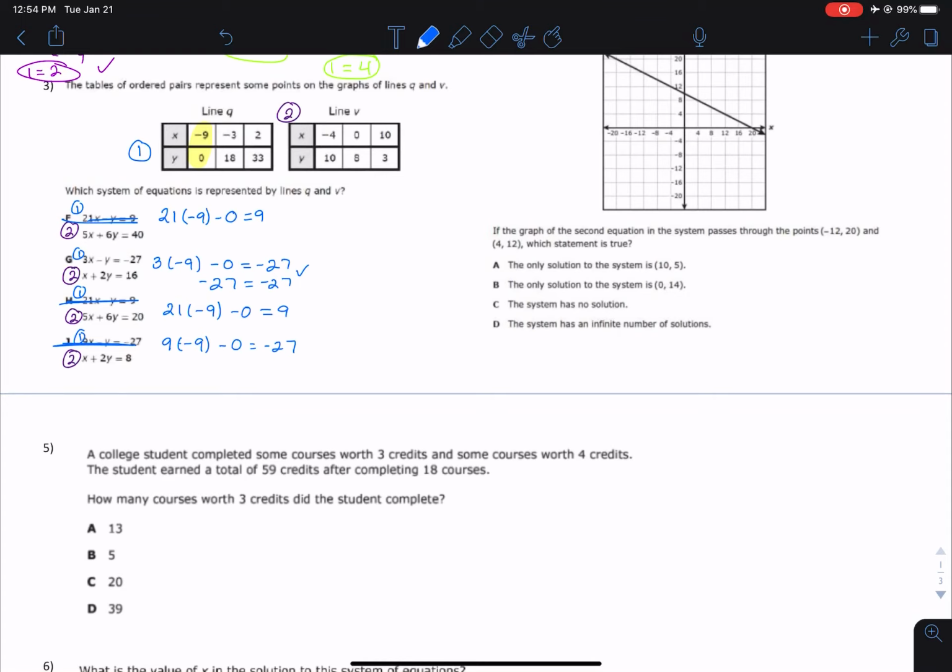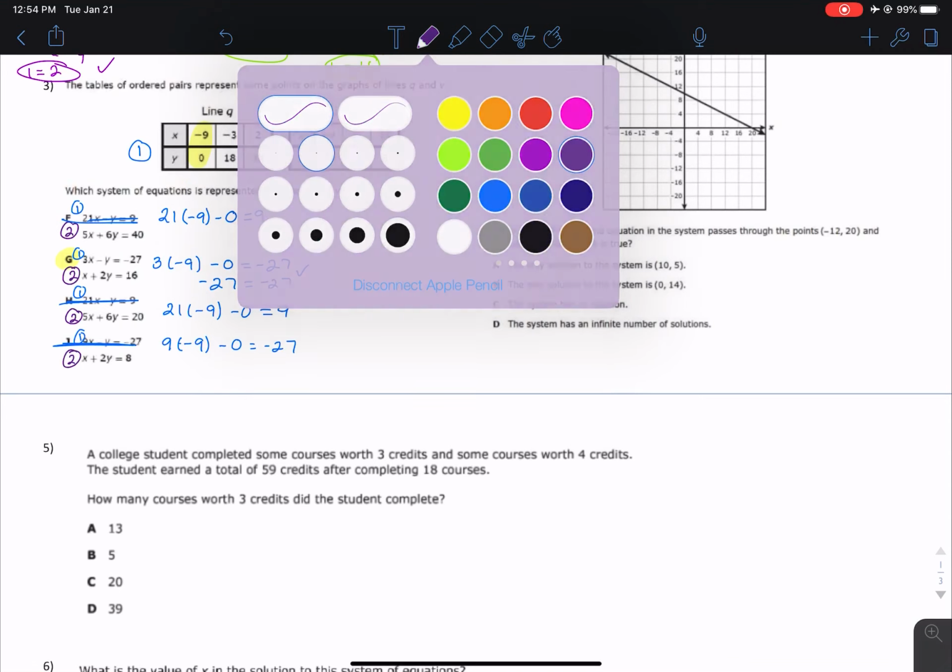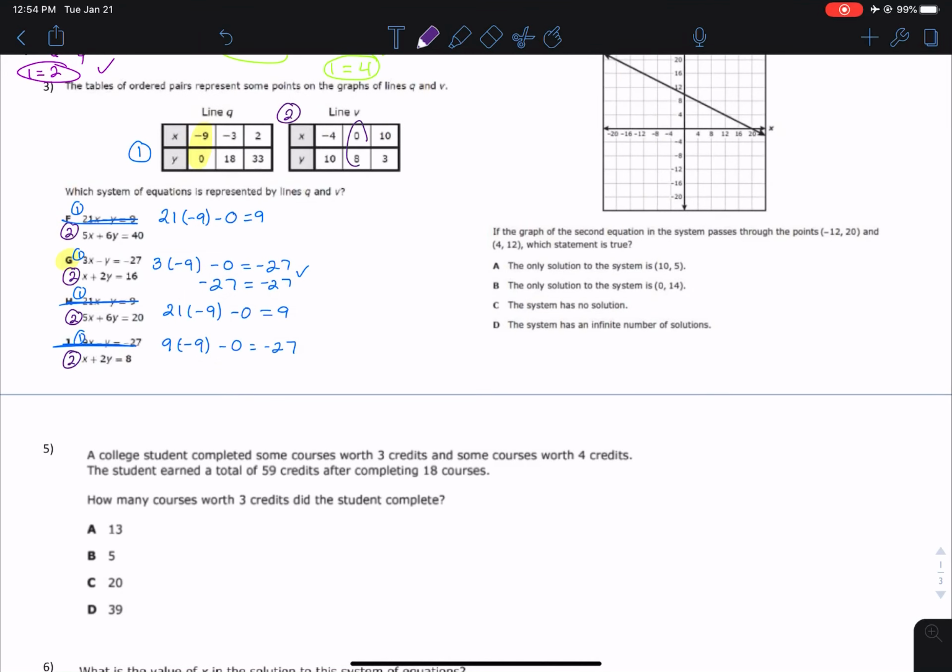Now, just to be sure, we're going to take our other table and input a point from there. So let's say x is 0, y is 8. So if I have x is 0 plus 2 times y is 8 equals 16. 2 times 8 is 16. So because that worked for both equations, that's how we know G is the answer. So you're going to try some examples now with tables. Pick a point to plug into the equation, see which is true.